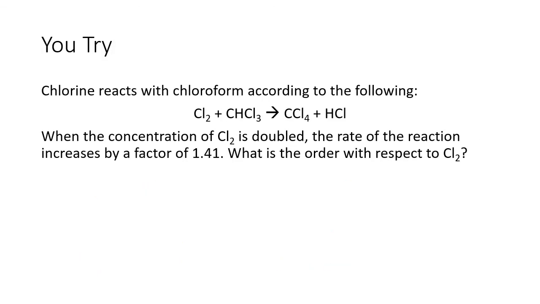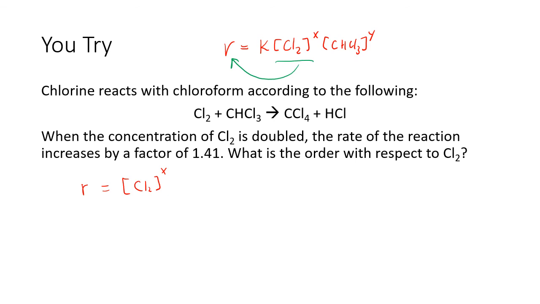Chlorine reacts with chloroform according to the following equation. When the concentration of chlorine is doubled, the rate of the reaction increases by a factor of 1.41. What is the order with respect to the chlorine? Rate will equal the rate law constant times the concentration of chlorine raised to some order times the concentration of the other reactant, which is chloroform, raised to its own order. In this case, we know how the chlorine impacts the overall rate. We can say that the rate is equal to the concentration of chlorine gas raised to some order.